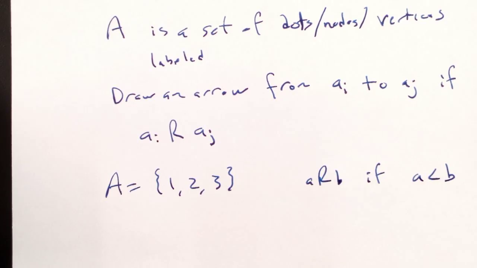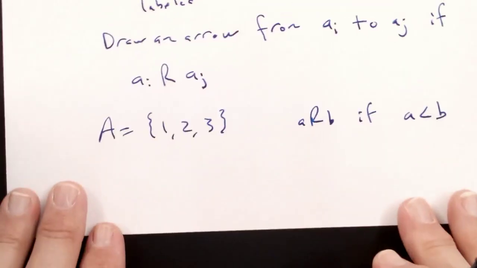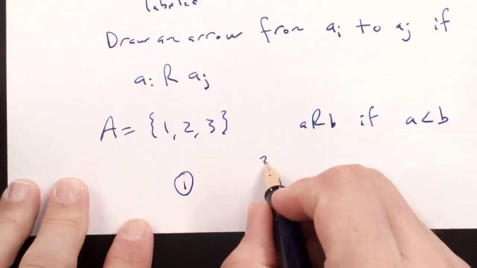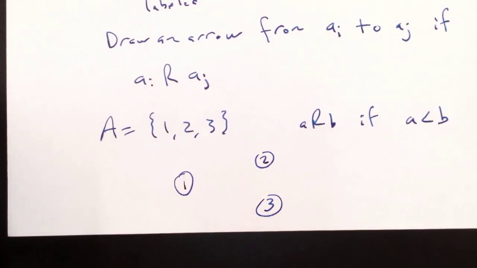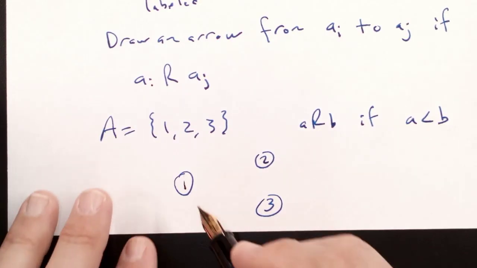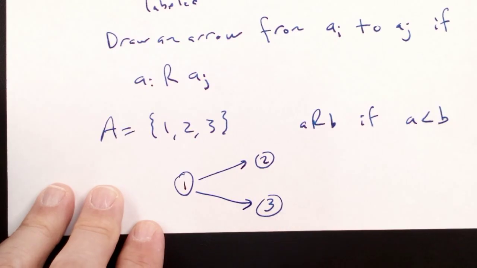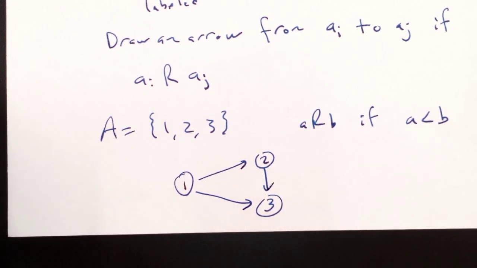An example. A is the set of numbers 1, 2, 3. My relation is a is less than b. Here are my 3 nodes, the vertices of my digraph. Where do I draw the arrows? 1 points to 2, 1 points to 3, 2 points to 3. And that's it. I only draw an arrow from one item to another if the first item is less than the second.